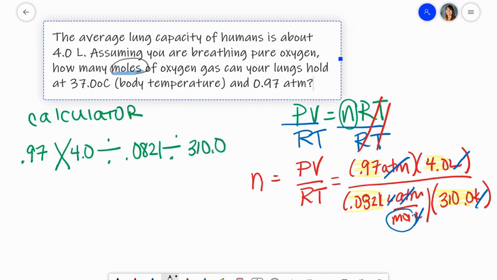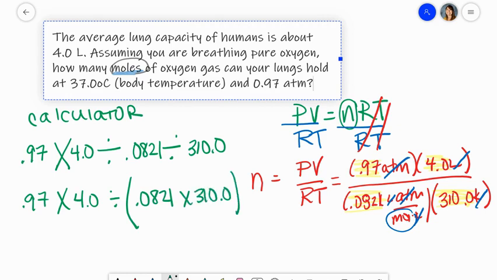This is the fastest way to get to your answer in the calculator. But you can also go ahead and do it this way. 0.97 times 4.0. You can say divided by and then put in parentheses 0.0821 times 310.0. Now, this is an extra step and not really a necessary one, but if it makes more sense to you, remember the division sign distributes across the parentheses, so I'm really doing it the exact same way I did it the very first time. When I put this into my calculator, what I get as an answer is 0.15244, and it keeps on going.